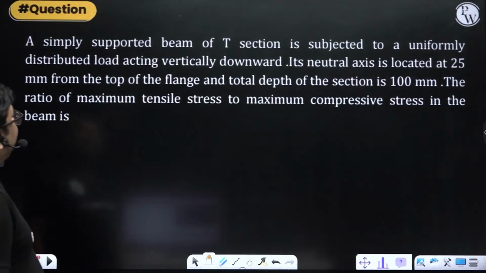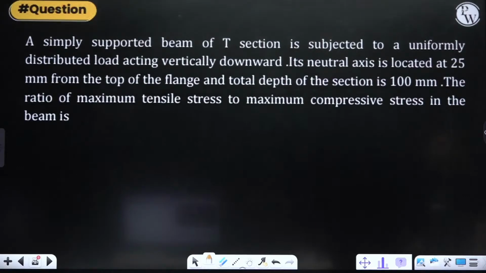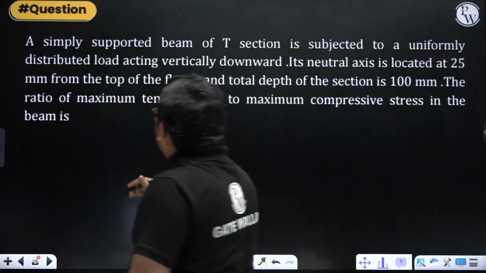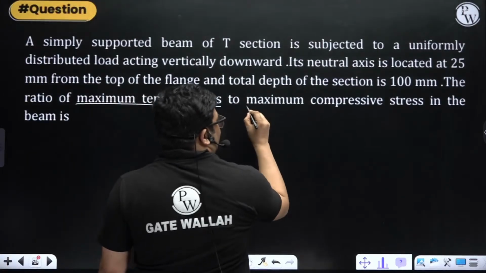You see what is written? A simply supported beam of T section. T section is also what? It's not symmetrical. It is subjected to a uniformly distributed load acting vertically downward. Its neutral axis is located at 25 mm from the top, and total depth of the section is 100 mm. Okay. The ratio of maximum tensile stress to the maximum compressive stress.